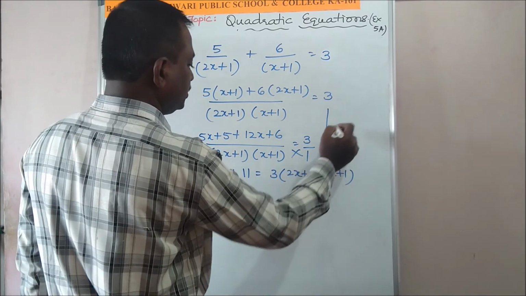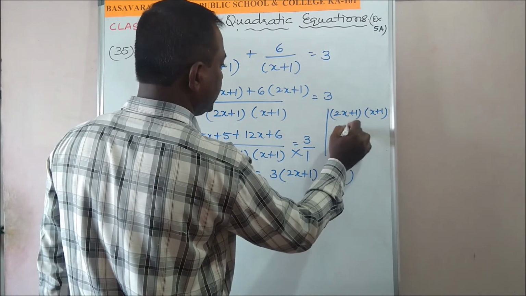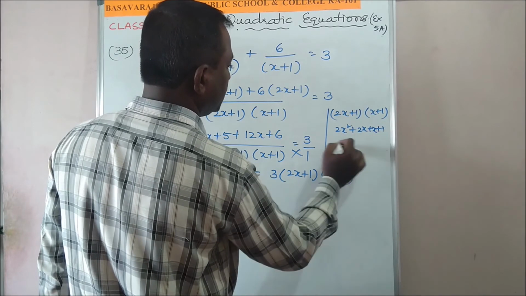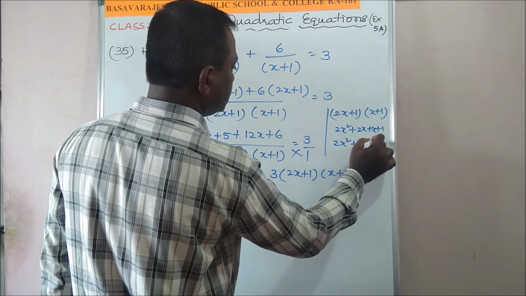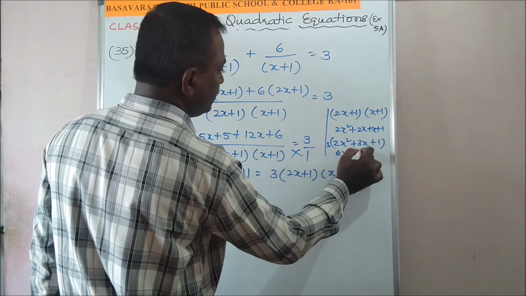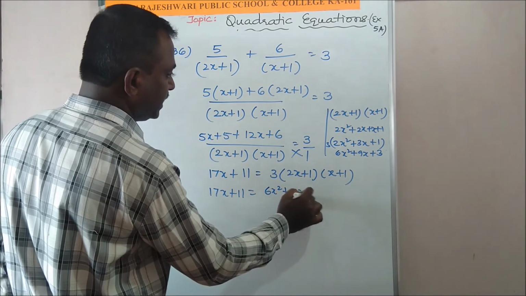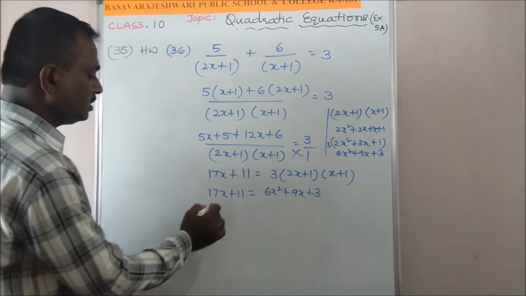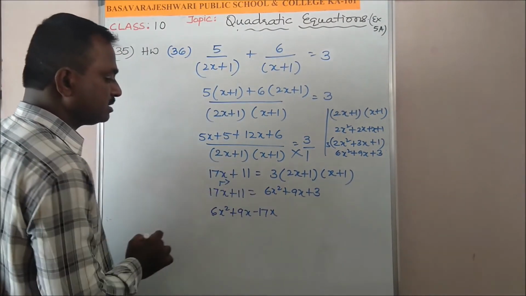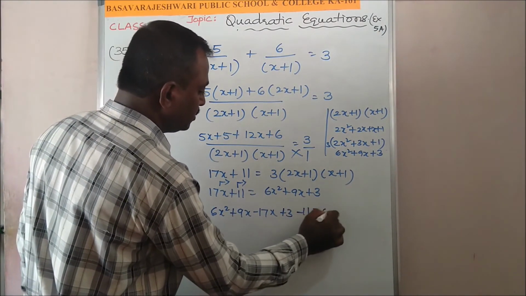So I will multiply here (2x plus 1)(x plus 1): 2x square plus 2x plus x plus 1. That is 2x square plus 3x plus 1. Multiplied by 3, 3 into that is 6x square plus 9x plus 3. So I write here 6x square plus 9x plus 3. So 6x square plus 9x minus 17x, this will go to the RHS, transpose to RHS, plus 3 minus 11 is equal to 0.